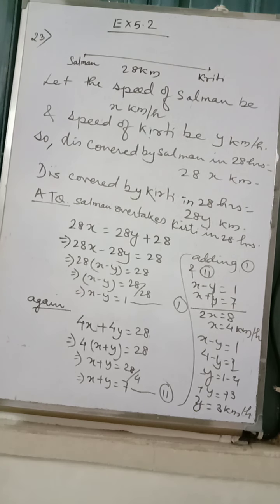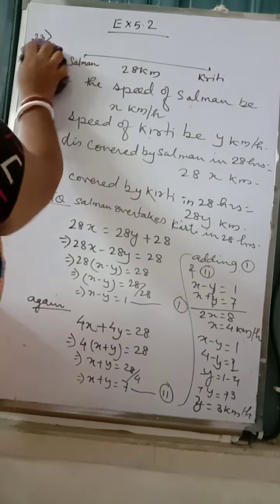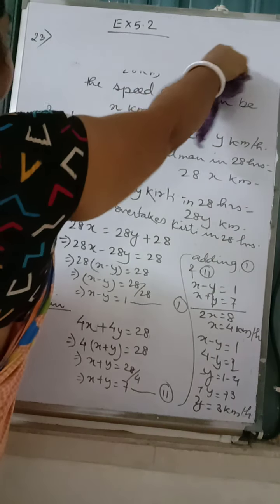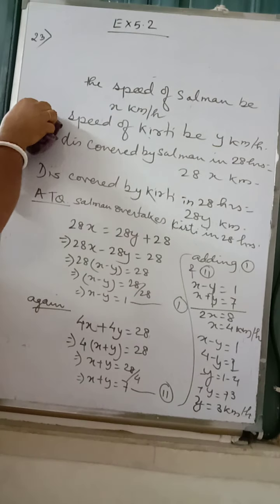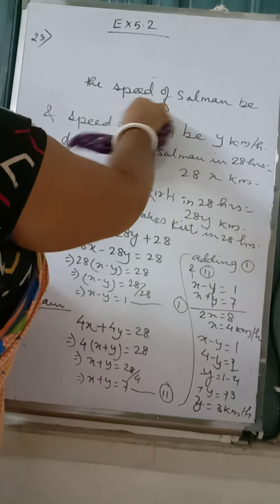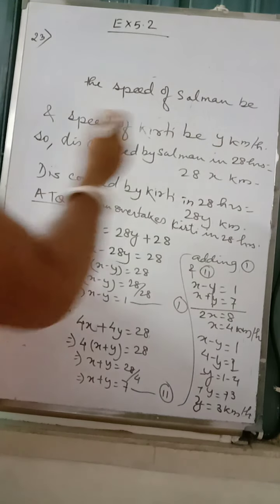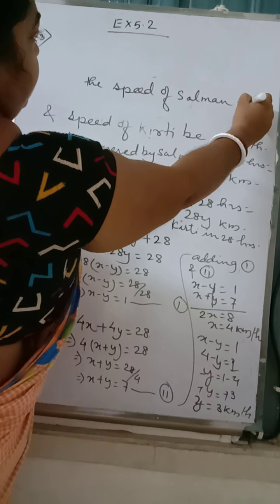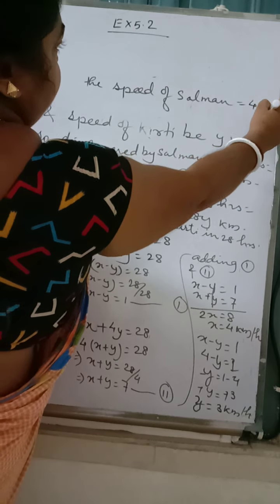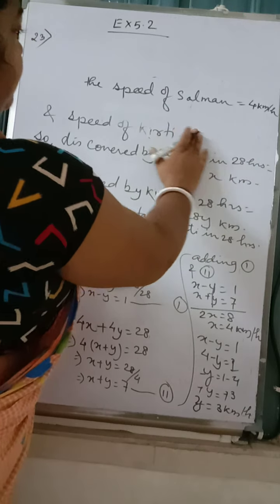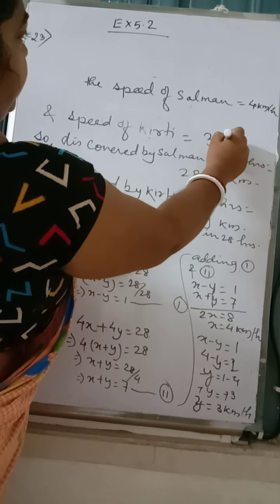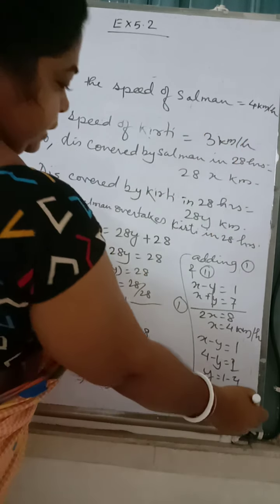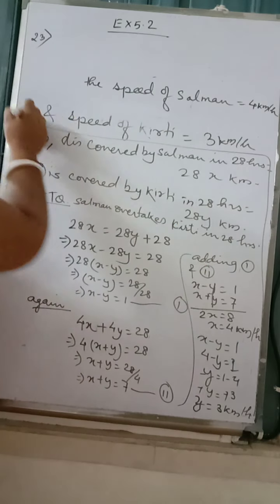Please write it. Maybe you can write the answer here. Speed of Salman is equal to 4 km per hour. Speed of Kirti is equal to 3 km per hour. The answer is written on the top.